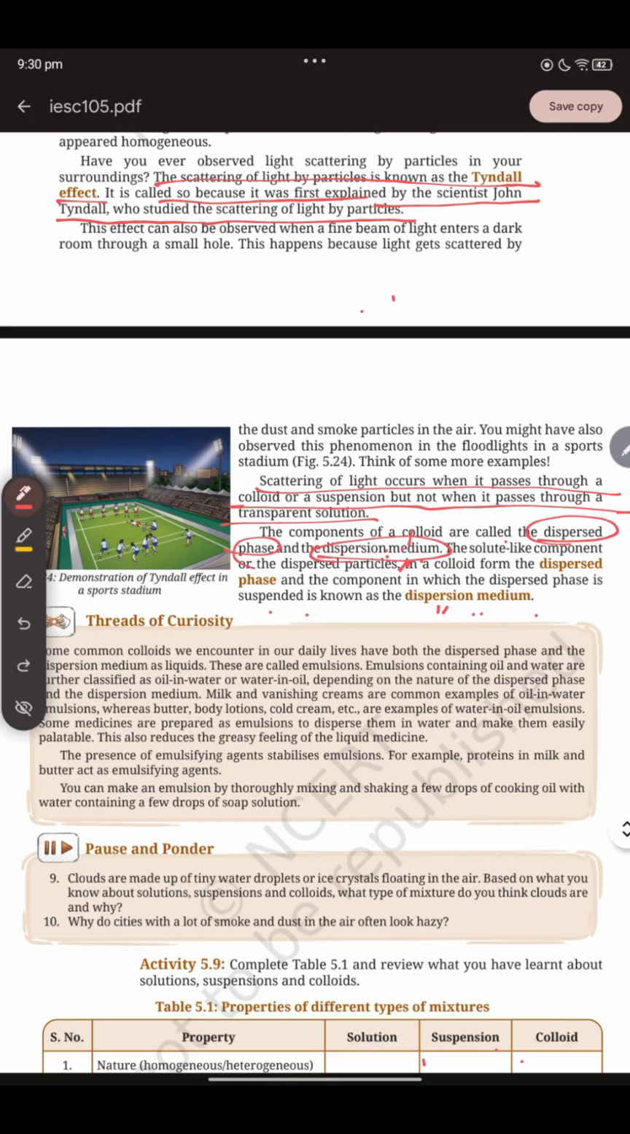So, dispersed phase and dispersion medium form colloids. So, I can write dispersed phase and dispersion medium form colloidal particles. Right? Now the solute-like component or the dispersed particles, in a colloid they form the dispersed phase, and wherever they are dispersed, that is known as dispersion medium.